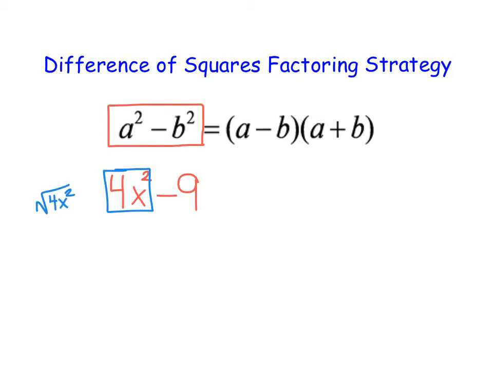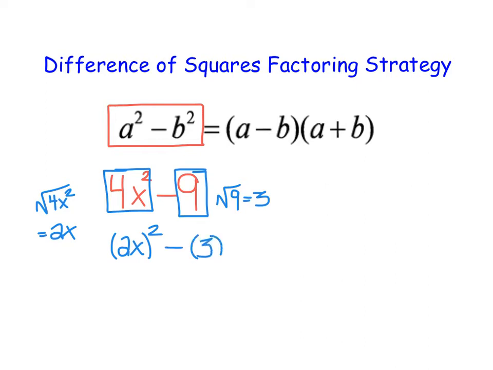So what I like to do is go off to the side and take the square root of 4x squared. I know that the square root of 4 is 2, and the square root of x squared is just x. So really I have the term 2x being squared. Then if I look at this next term, I have a 9, and if I square root 9, I get 3. So what I really have is my a squared, which is (2x) squared, and my b squared, which is 3 squared. In this case, a can be represented by 2x and b can be represented by 3.